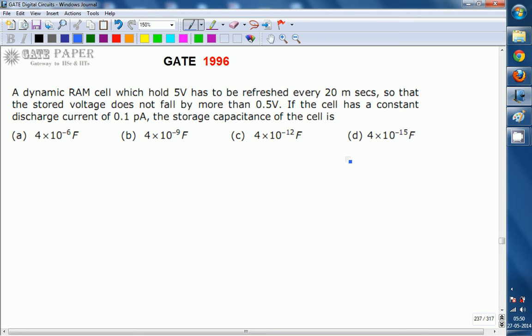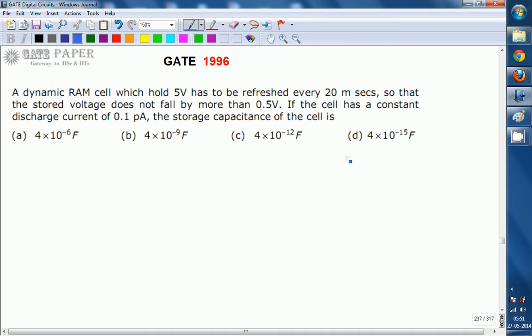So we are going to calculate the storage capacitance of a dynamic RAM cell which is holding 5 volts and has to be refreshed every 20 milliseconds so that the voltage does not fall by more than 0.5 volts, and it has a constant discharge current of 0.1 picoamperes.